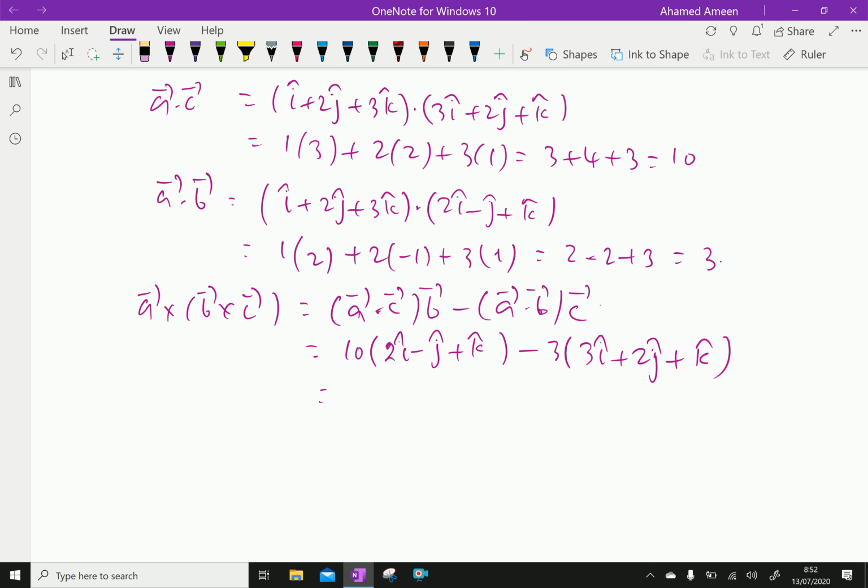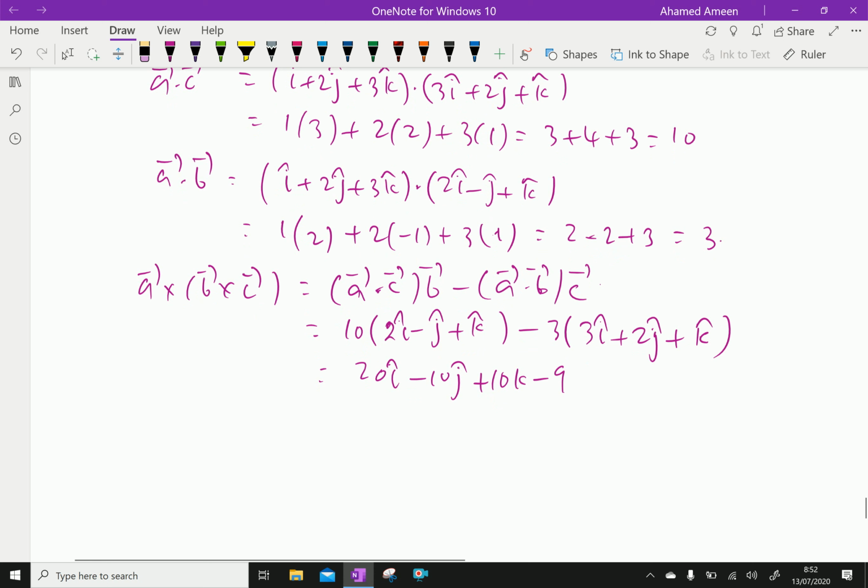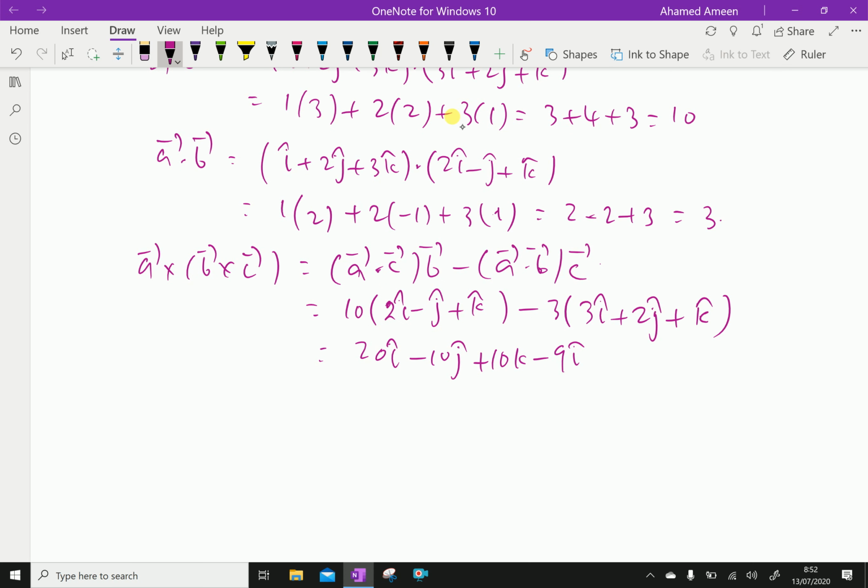Which is equal to 20i minus 10j plus 10k minus 9i minus 6j minus 3k. Simplifying, 20i minus 9i is 11i.